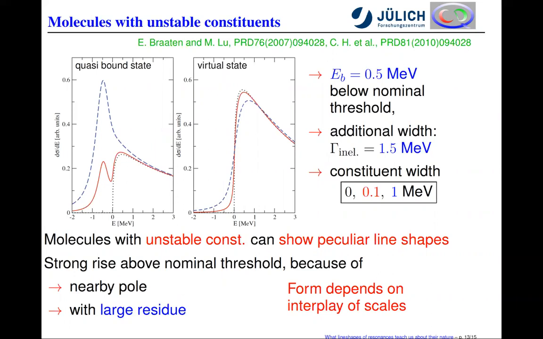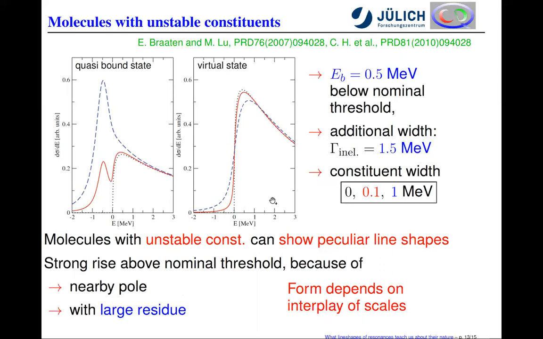Therefore, if you have unstable constituents, the strength can leak to below threshold. And what you see here is the dotted line on the left and on the right is what happens if you have a bound state, or a molecule, sorry, with only stable constituents. The calculation is done for a bound state being located 0.5 MeV below threshold. If the constituents are stable, clearly there is no signal below threshold. Therefore, if you do proton-neutron scattering, you don't see a deuteron, right? Simply because proton and neutron are stable and you cannot go below the proton-neutron threshold.